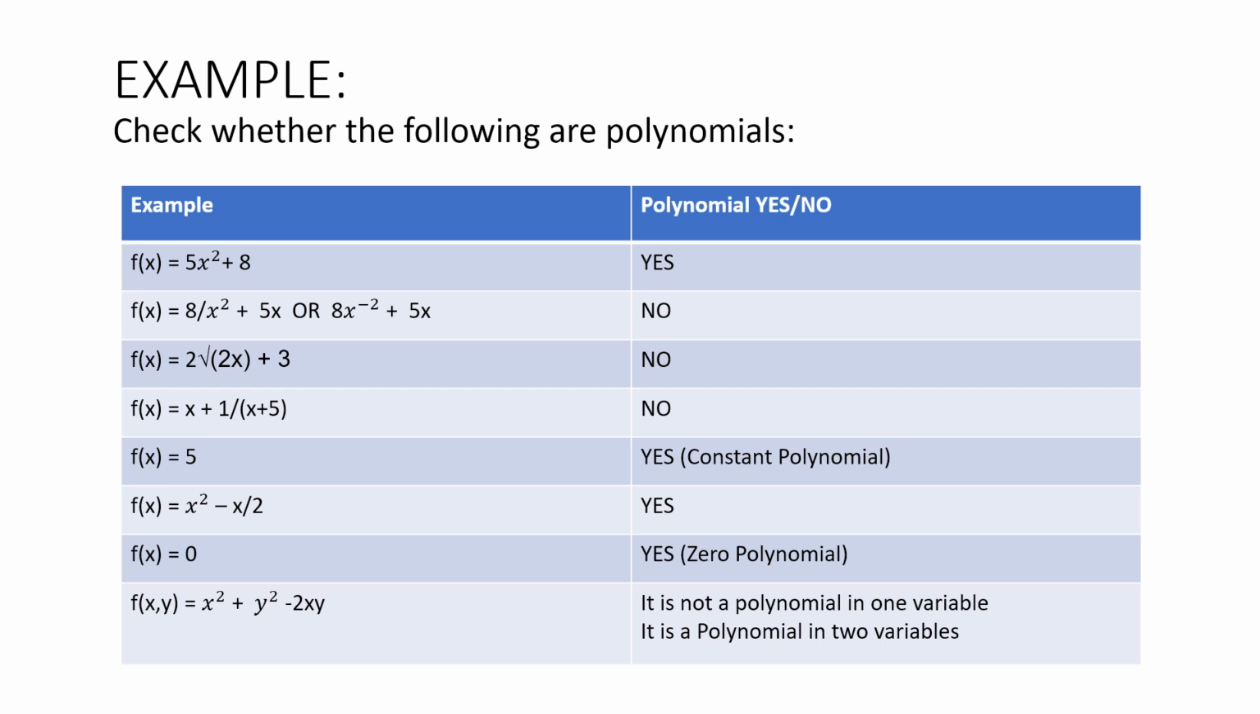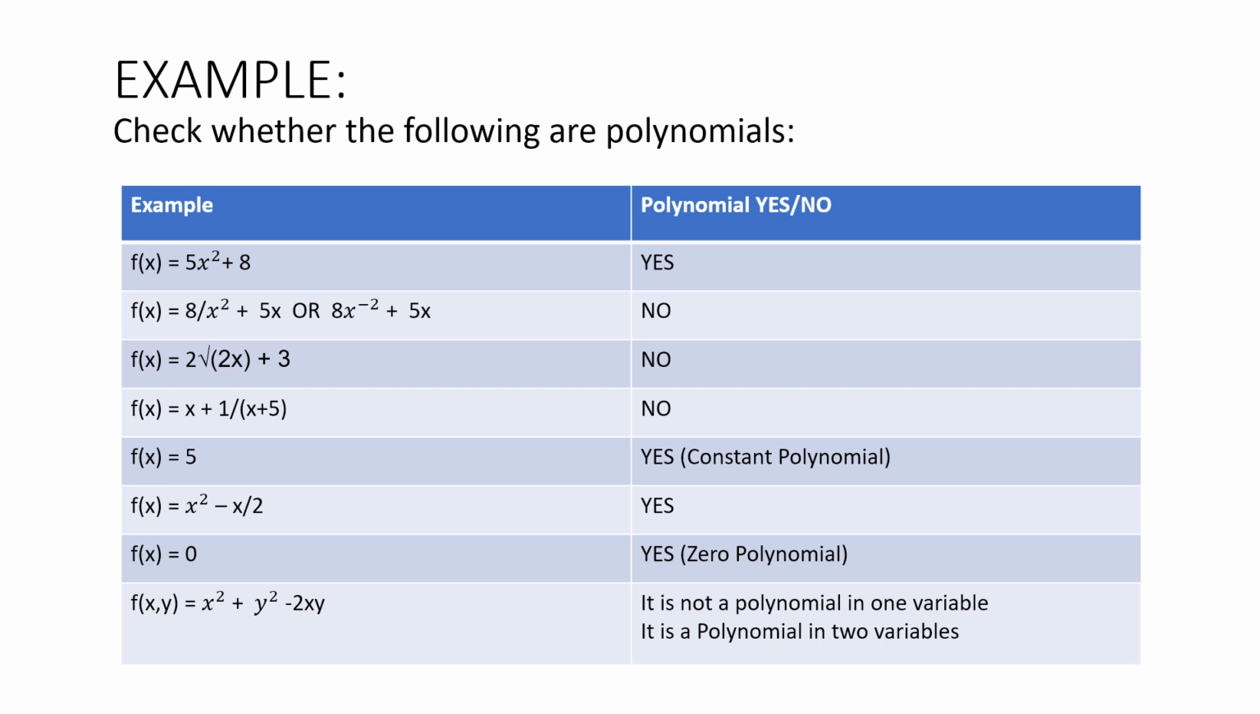Again, this is not a polynomial because x cannot be in a fraction in the denominator. So, it is not a polynomial. Next one, fx is equal to only number 5. Yes, it can be said a polynomial because here the power of x is 0. X raised to 0 is 1. So, it is 5 into x raised to 0. So, it is a polynomial.